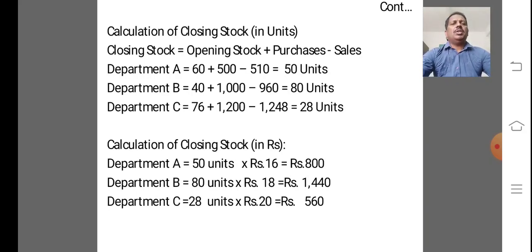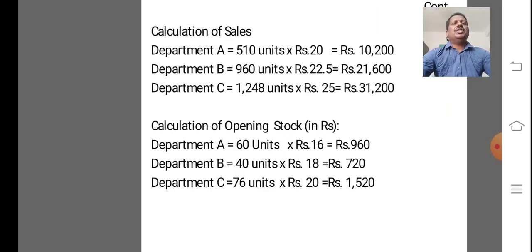So calculation of closing stock in rupees. Department A, 50 units into rupees 16 is equal to 800 rupees. In Department B, 80 units into rupees 18 is equal to 1440. In Department C, 28 units into rupees 20 is equal to 560.